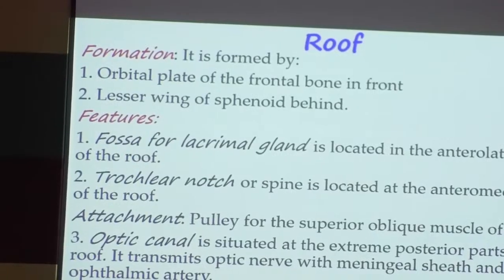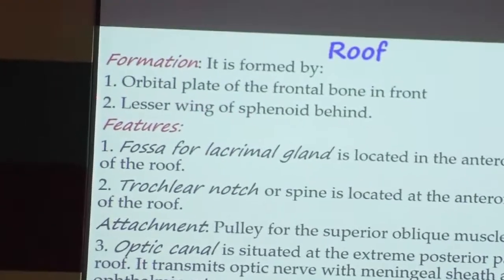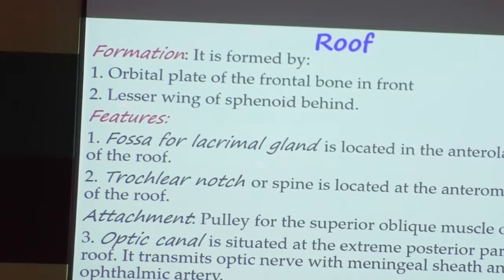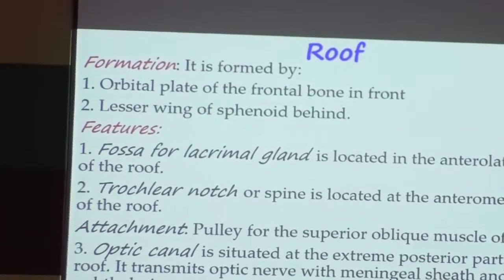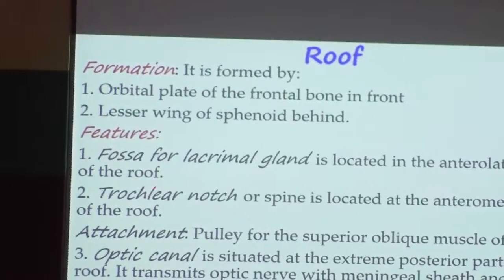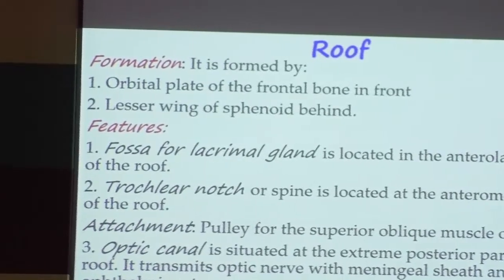Now roof. Roof is formed by orbital plate of the frontal bone in front and lesser wing of the sphenoid behind. These are the features of the roof. Fossa for lacrimal gland located in the anterolateral part of the roof. Previously we have discussed lacrimal sac is lying in the lacrimal fossa, and in the anterolateral part of the roof there is fossa for lacrimal gland. So sac is lying medially and gland is lying laterally.